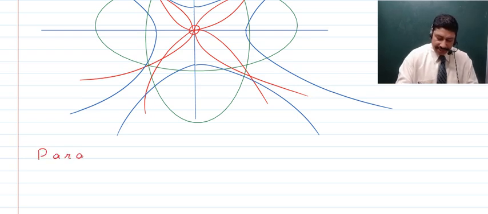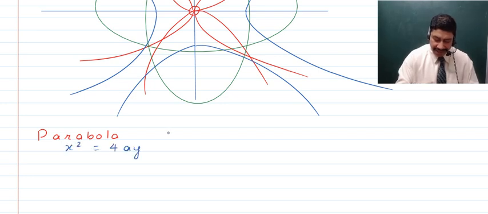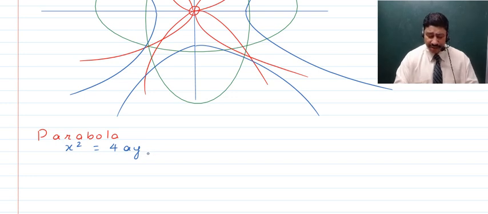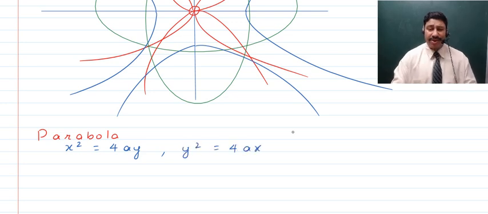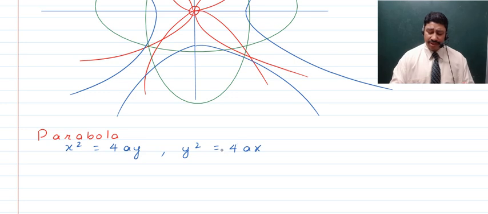How does its equation get formed? So if we talk about a parabola, children, then its equation is x square is equal to 4ay when it's vertically upward. When it's vertically downward, a minus sign comes here. Or it can have an equation y square is equal to 4ax when it is horizontal. If it's a right hand parabola, then this is its equation. If it's a left hand parabola, then only a minus sign will come on the right hand side, right?